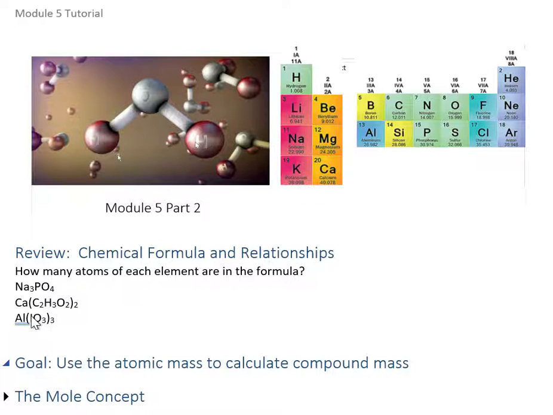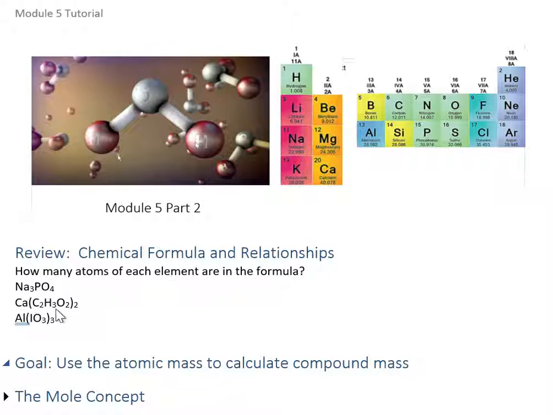The next one's a little more complicated. This is calcium acetate. Calcium acetate has got 2 acetate ions. That's inside these brackets there. That's an acetate ion, C2H3O2. It's got 2 of those. That's what this subscript out here is for, for every 1 calcium atom.